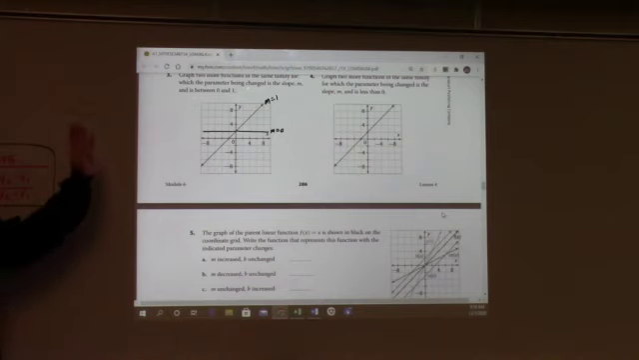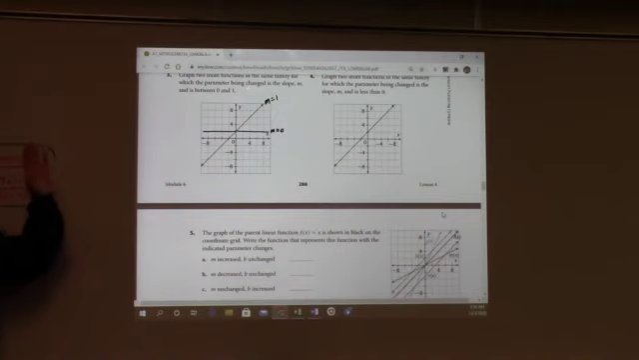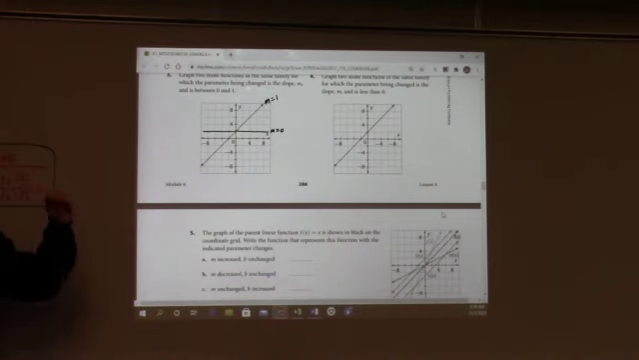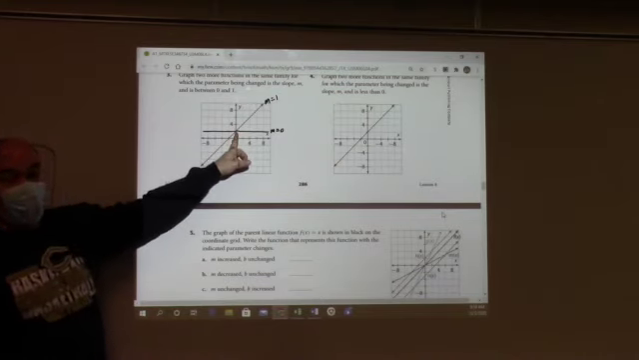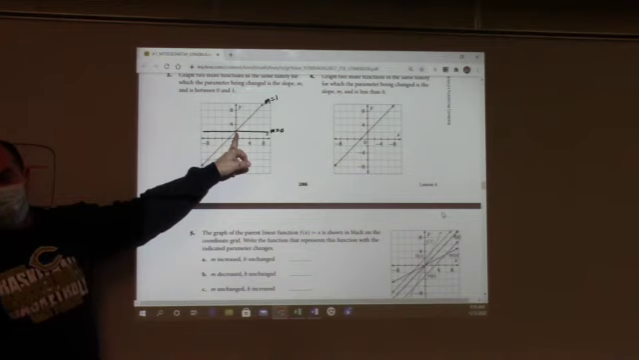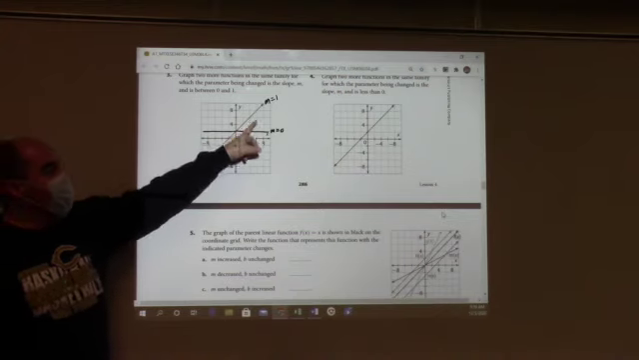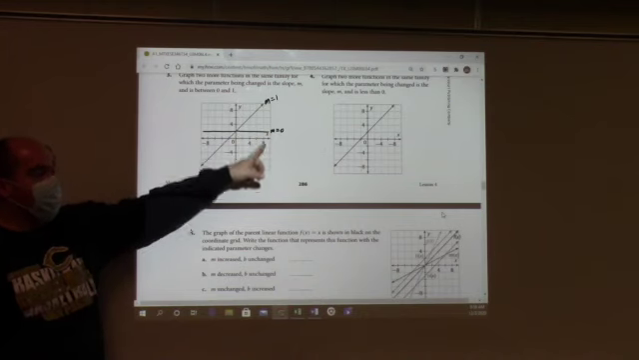They want me to graph 2 more functions in the same family for which the parameter being changed is the slope. And they want the slope to be between 0 and 1. So all you have to do is draw 2 lines that are going to have the same y-intercept, because that's not changing. The only thing I'm changing is the slope. But the slopes have to be between 0 and 1.